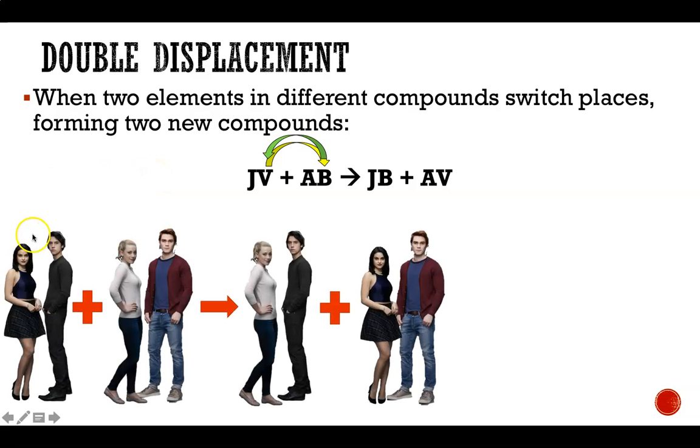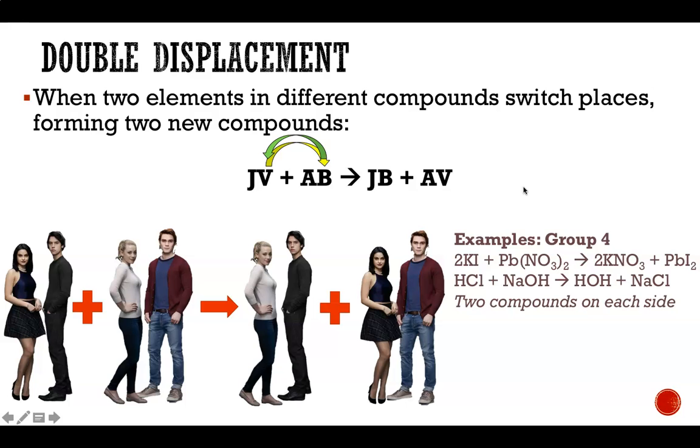If we started with Veronica and Jughead and Archie and Betty, and they switched partners, we'd end up with Betty and Jughead and Veronica and Archie. So we can see that that swap has happened. We started with two couples, we end with two couples, but they're with opposite partners. And the example from the game is exactly what happens.